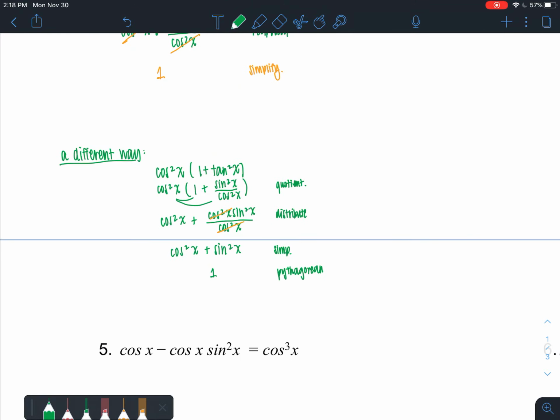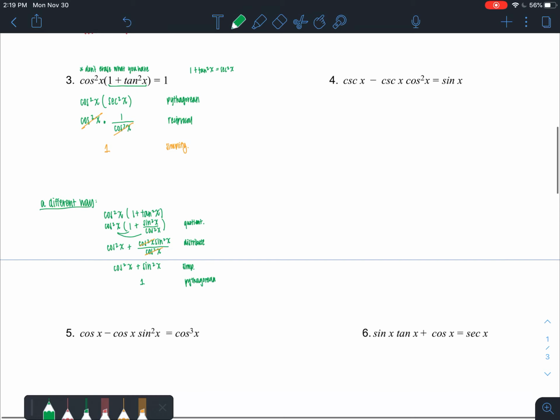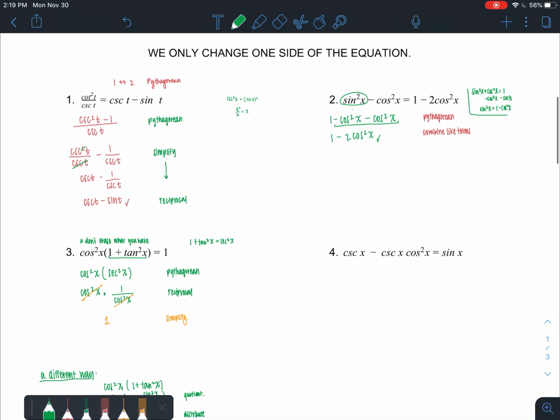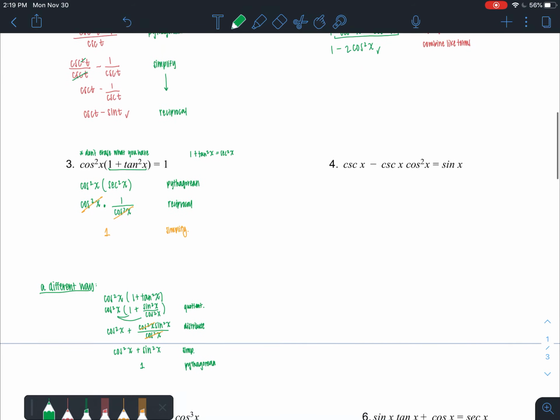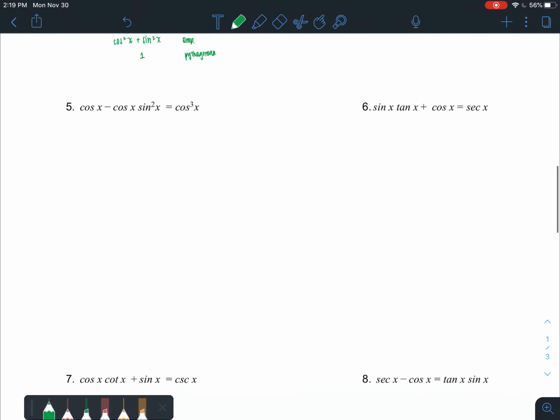Okay, so that was 2 different ways of doing it. I did it in 3 steps, and then I did it in 4 steps. It just depends on how your brain works. I think there are even more ways to do it beyond just that one. Okay, so let's do another one here. Let's do number 5.